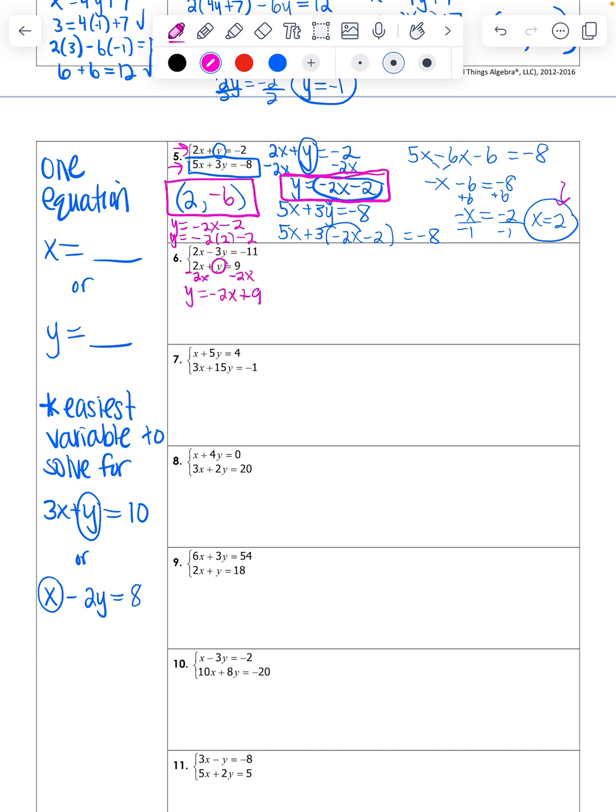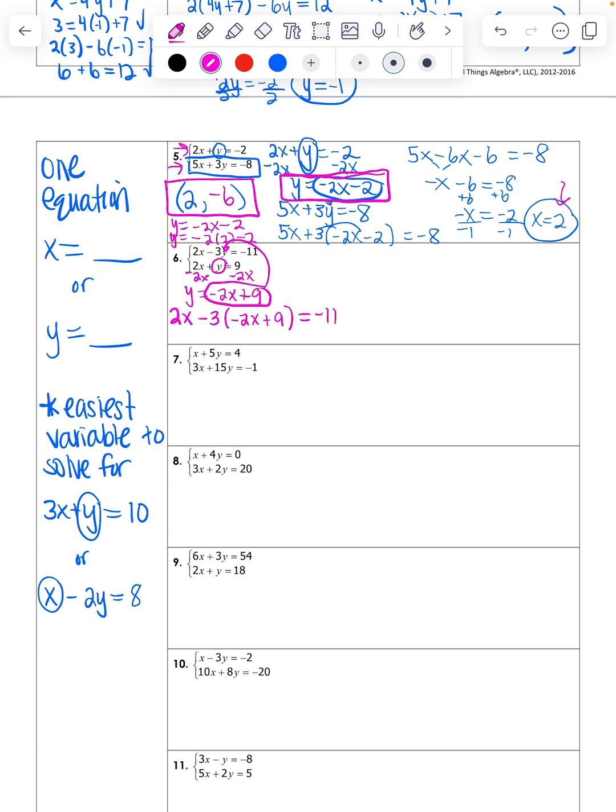And substitution can begin. So what I'm going to do is take negative 2x plus 9, which is equal to y, and replace it in for y in the first equation this time. So it's going to look like this. 2x minus 3 times y, which I'm going to substitute in negative 2x plus 9, and then that will equal negative 11.